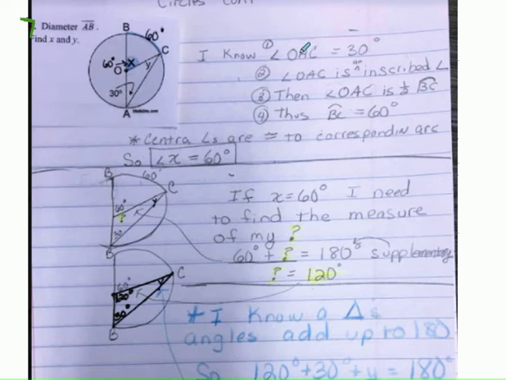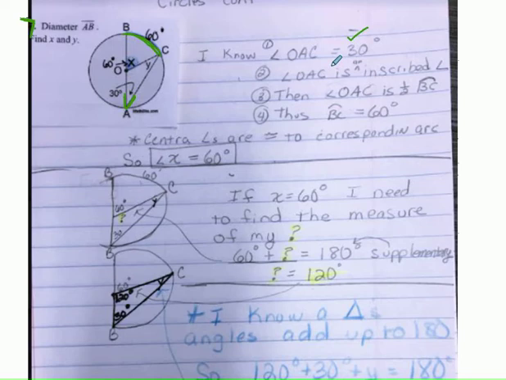I know that angle OAC, so this angle right here in green, is 30 degrees. I know that because it's given to me. I also know that this angle is an inscribed angle. And if you don't know inscribed angles, go watch the video again or look at your definitions. So I know that it's 30 degrees, that angle.